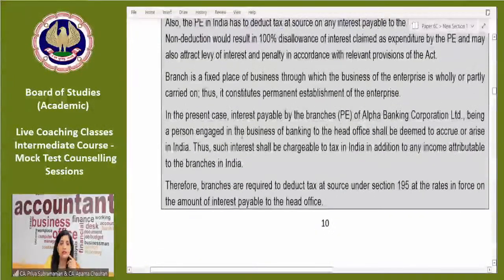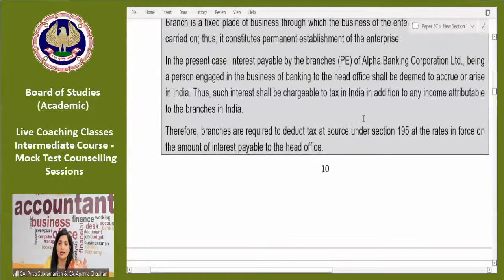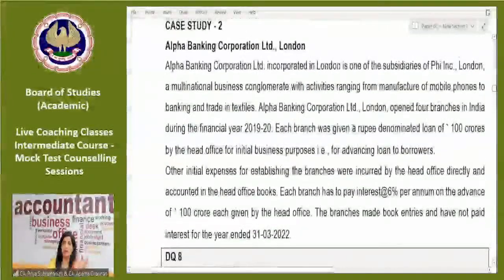Right. So in this present case, the interest payable by the Alpha Banking Corporation, being a person resident in India, shall be deemed to accrue or arise in India, thus chargeable to tax in India. Accordingly, the tax has to be deducted under section 195 at the rates in force on the amount of interest payable to the head office. So this first paragraph of this case study relates to Alpha Banking Corporation, which deals with section 9 provision along with section 195.